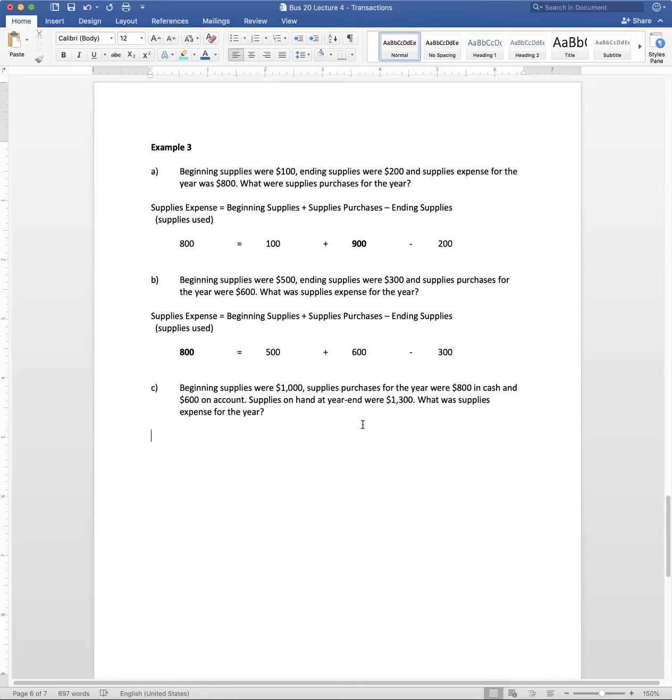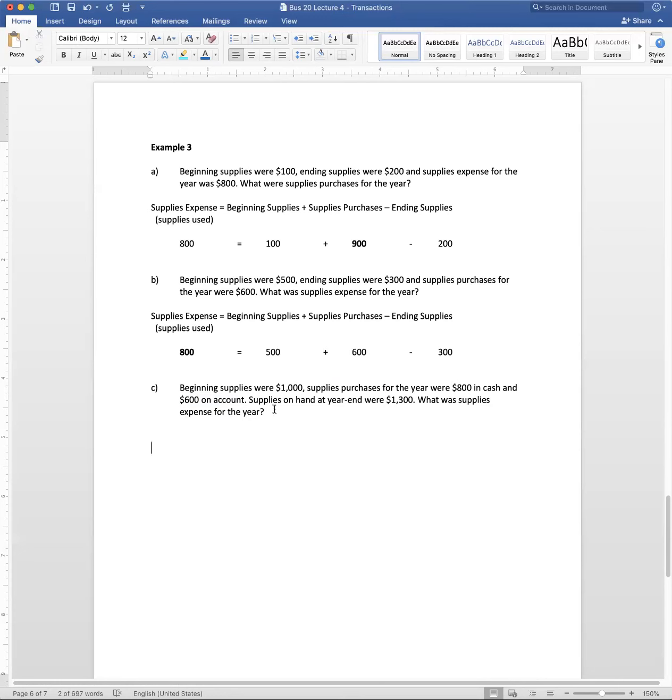I'm actually going to use both of them, right? So some were in cash and some were on account, but both of them were supplies purchases. So it doesn't matter how I purchased. What matters is that the total purchases were 800 and 600. So I'm going to use both numbers.